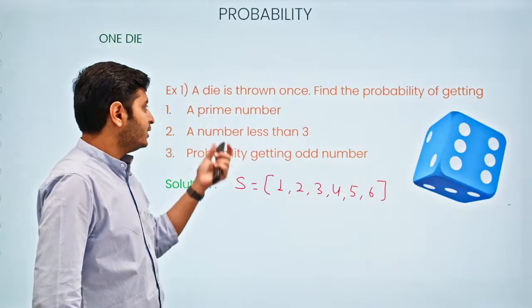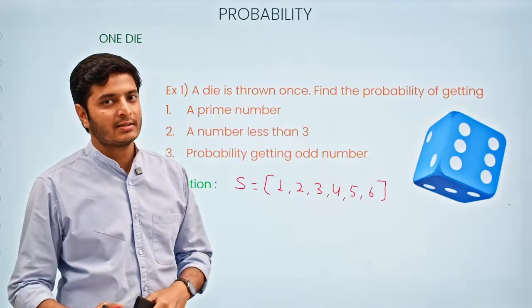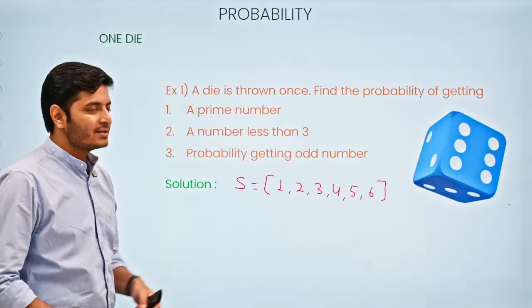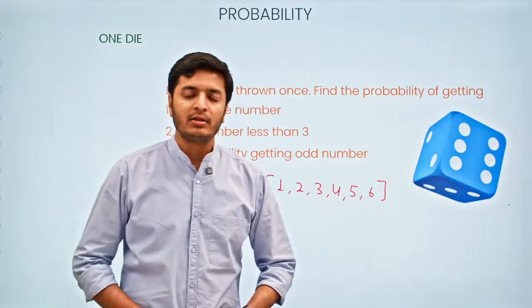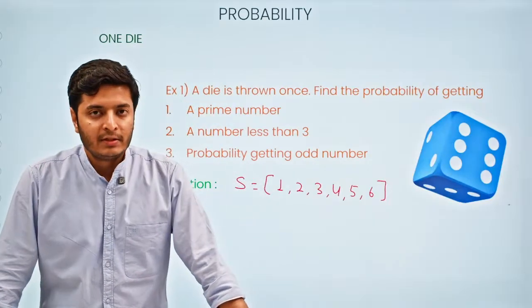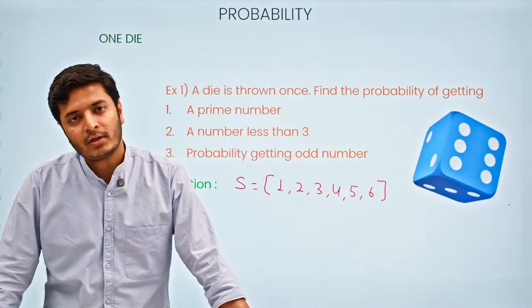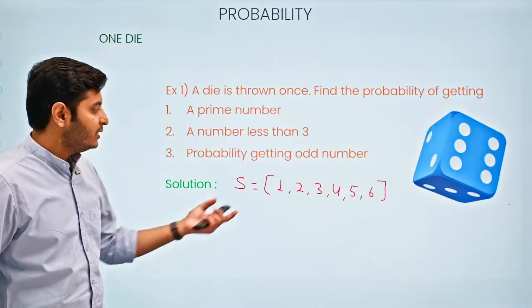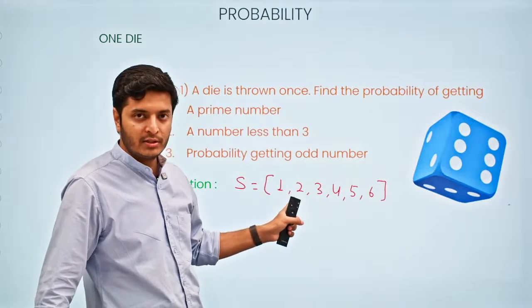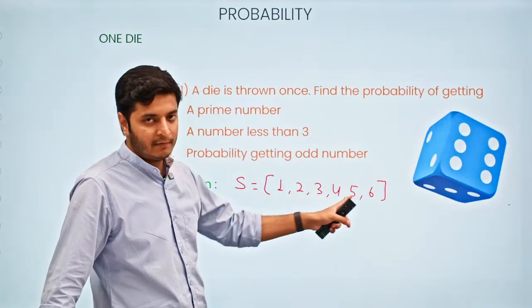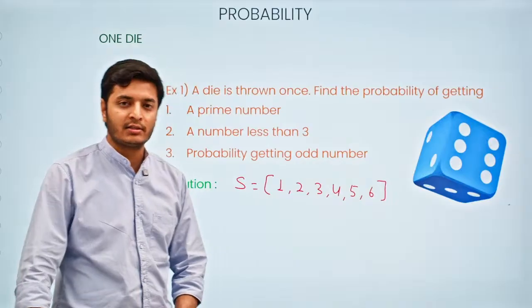Now, in the first part, the examiner is asking us what is the probability of us getting a prime number. What are prime numbers? Prime numbers are those numbers which have only two factors, 1 and the number itself, correct? So do we have any number here? Yes, 2 is there, 3 is there and 5 is there. So there are 3 such numbers.